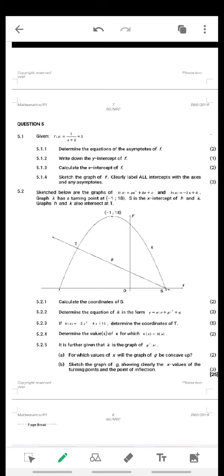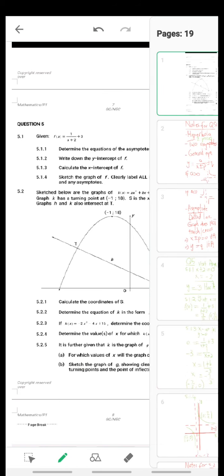A straight line doesn't have an asymptote. Those are properties that you need to know as you will be sitting for your exam. All right. Now, 5.1.4, you are asked to sketch the graph. Not only that, but the question further says, clearly label all intercepts with the axis and any asymptotes, meaning you need to show your x and the y-intercept on your graph as well as any asymptotes. Obviously, there are asymptotes and we have found them there too.